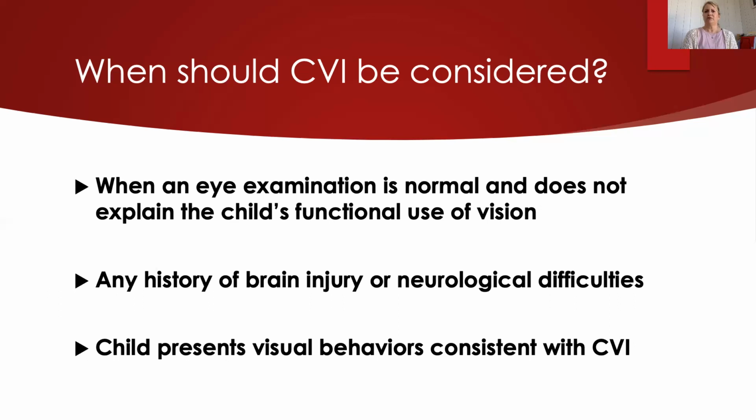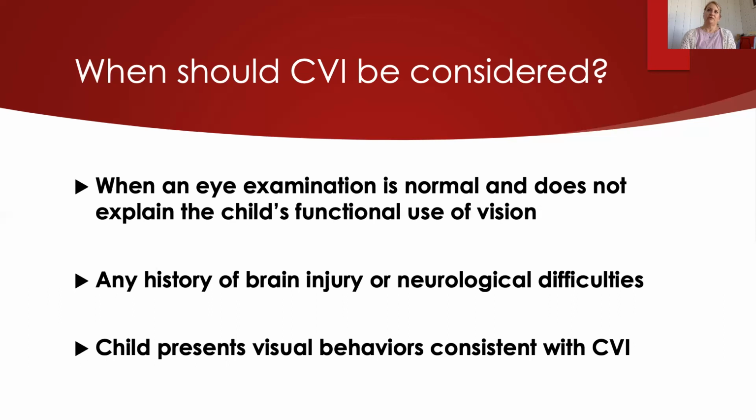If there's any history of brain injury or neurological difficulties, that's another flag. Or the child presents visual behaviors consistent with CVI. And we'll get more into that the next session about what those visual behaviors look like and how we know what those characteristics are.